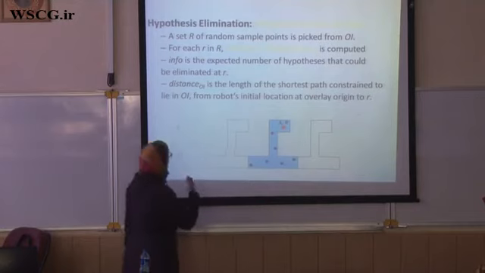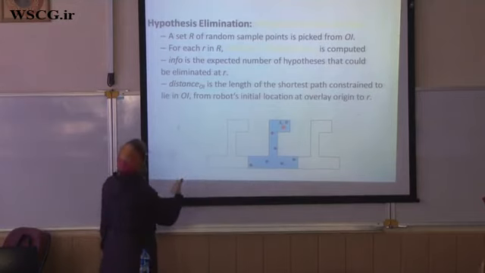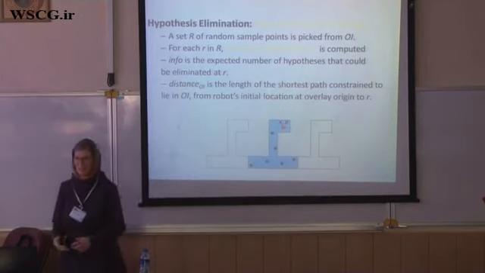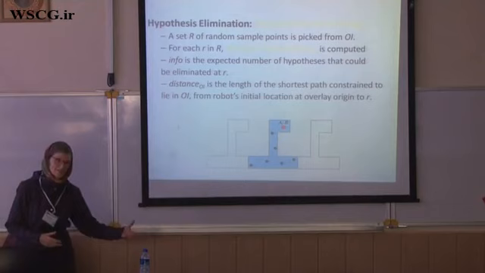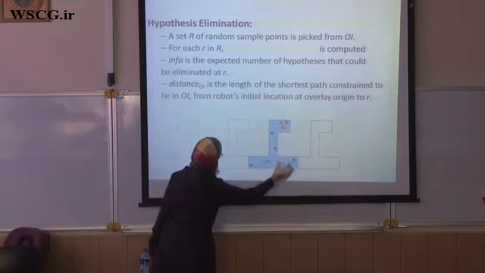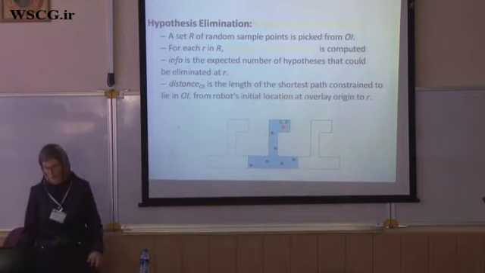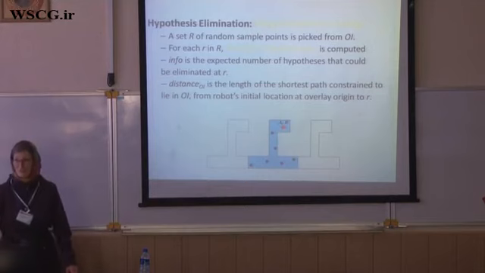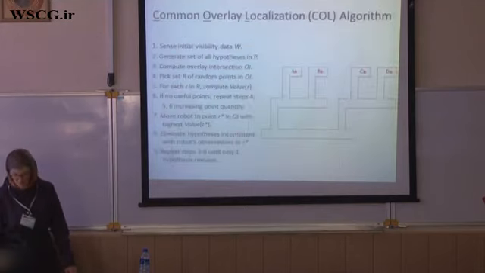So I can normalize how much information I get by how much distance I travel. So I get kind of information per unit distance as a value of interest for each of these points. And maybe none of those points are useful to me at all. I don't know. Then I have to randomly sample again or increase the number of points I'm sampling.